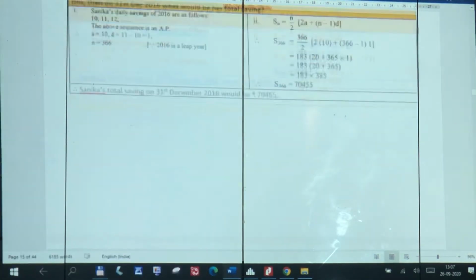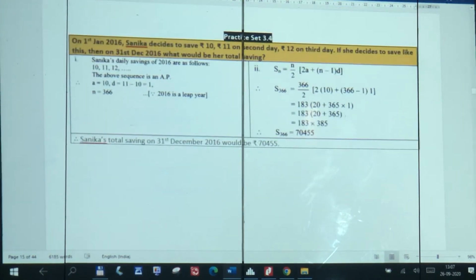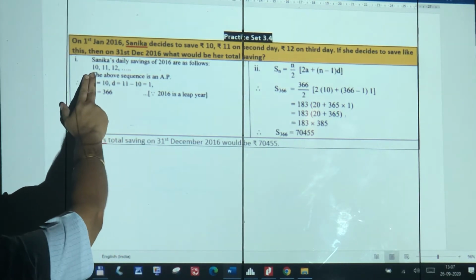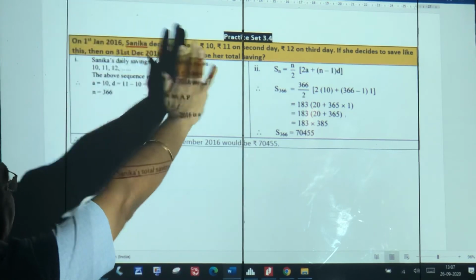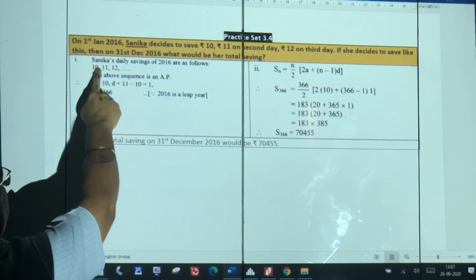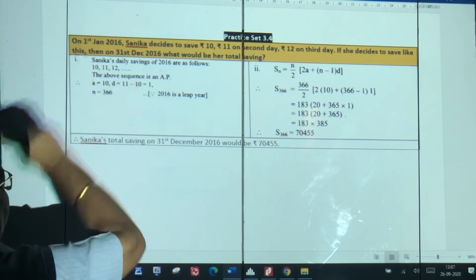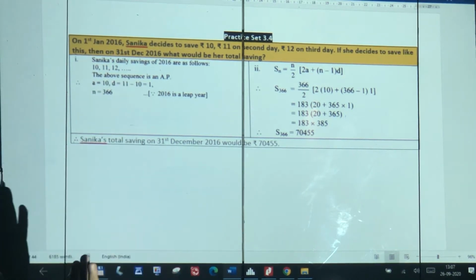We will see exercise 3.4. Word problems. On 1st January 16, Sanika decides to save 10. On 2nd Jan, she saves 11. 3rd Jan, she saves 12. If she goes on like this, then on 31st, when the year gets over, how much total money will she have? No problem. So first 10 we start, then 11, then 12 and so on. Forget dates, forget months, we are not bothered now. First A is 10, D is 1. This is regardless of the date.